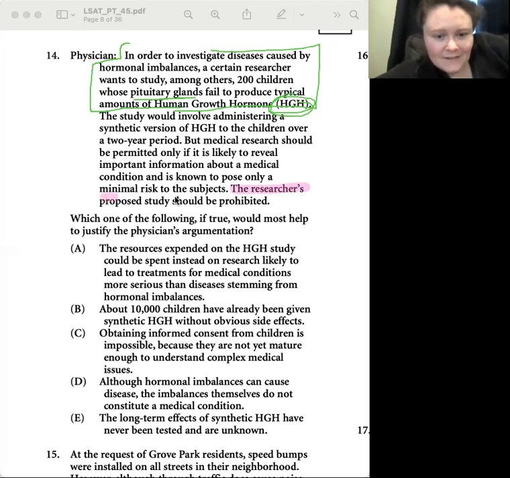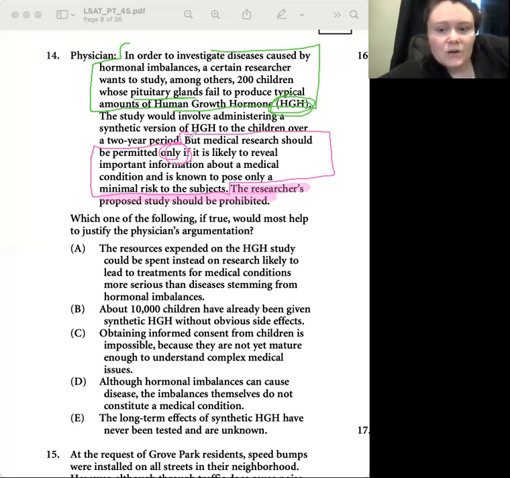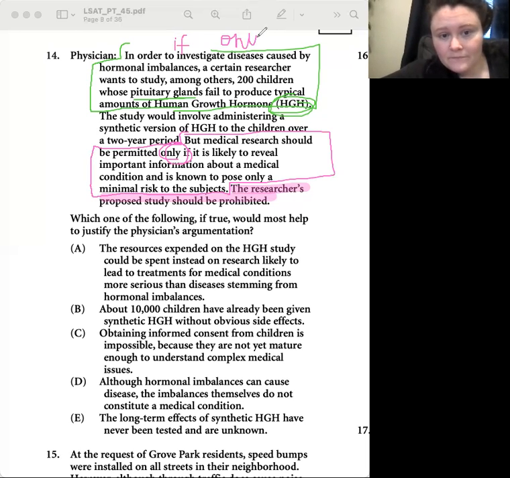Yes, and what is our reasoning for that? Because medical research should only be permitted if it is likely to reveal important information about the medical condition and if it is known to pose only minimal risk for the subjects. So it needs both of these things, right? Because what kind of condition does only if introduce? It's conditional. Yeah, what kind of conditional statement is only if? Sufficient. Nope, if is sufficient, only if is necessary. Oh, okay. Rusty. Yep, no, you're good. Only if.